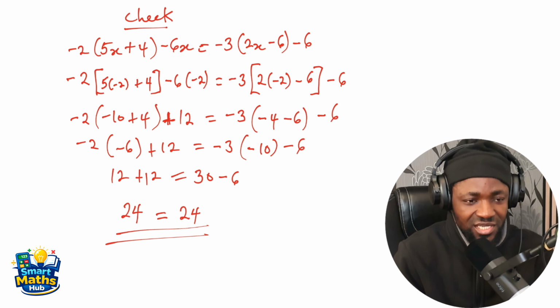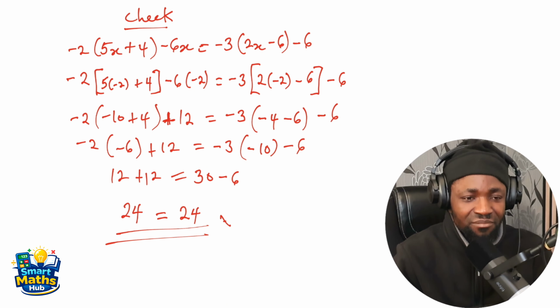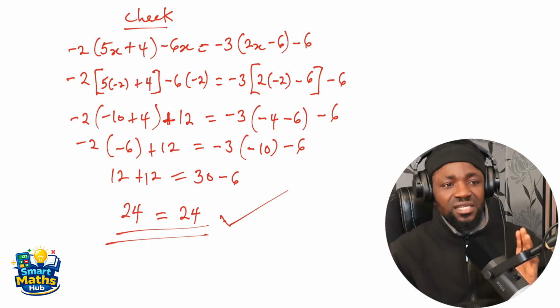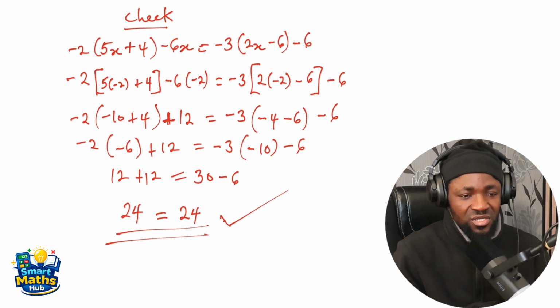You can see, so you can easily mark yourself. This is what you are going to get. Your left hand side must equal to the right hand side.